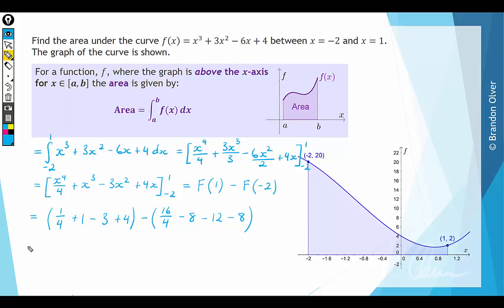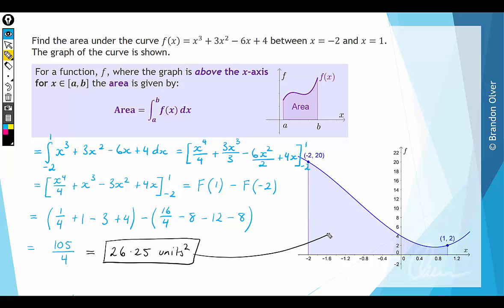So if you go through and simplify that, that becomes 105 on 4, which as an exact decimal is 26.25 units squared. So that there is the area under this curve here.